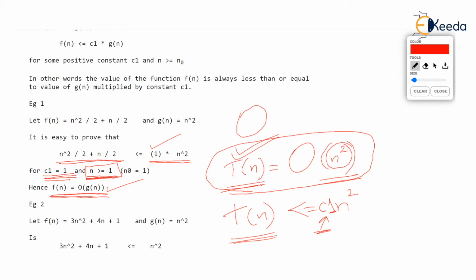But the reader is also cautious. The reader knows that T(n) is less than or equal to C1 times n square. Although it is not written in big O notation, what is the value of C1? In our example, we got C1 equal to 1, but we simply kill that constant. And we say it is enough to say T(n) is equal to O(n square).